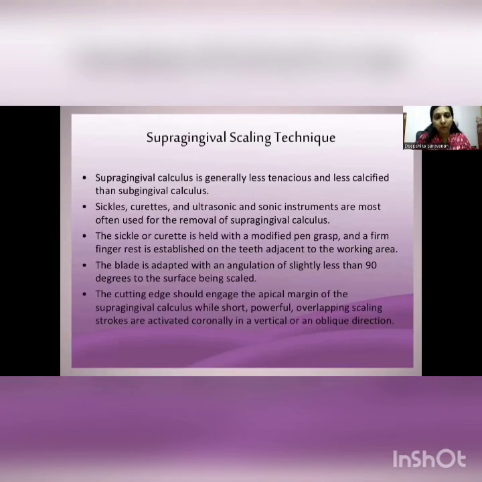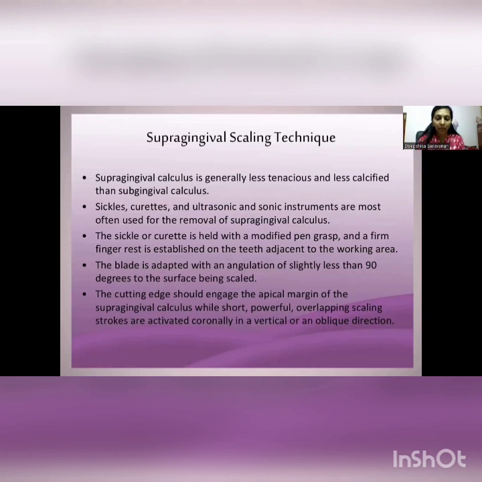The most important procedure in periodontics is supragingival scaling. This is essentially for removing the less tenacious, less calcified calculus. Sickles, curettes, and ultrasonic and sonic instruments are used. The sickle or curette is held with a modified pen grasp, with a finger rest established on the tooth adjacent to the working area. The blade is adapted with an angulation slightly less than 90 degrees to the surface being scaled.